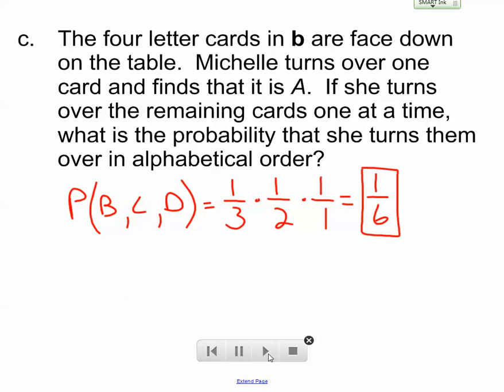So she's got a 1 out of 6 chance of turning the remaining cards over in alphabetical order. That's after she already found the A, because it says here Michelle turns over one card and finds that it is A. Now she's thinking, okay, I wonder what the chance that I find the remaining cards in alphabetical order is. It's 1 out of 6 times if she already knows where the A is.